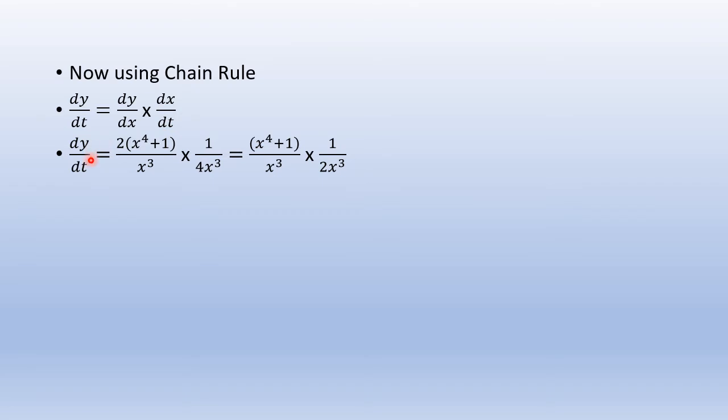And using the chain rule, dy by dt equals dy by dx into dx by dt, and the result is dy by dt is equal to, just put in the values of dy by dx and dx by dt. We get 2 into x to the power 4 plus 1 by x cubed into 1 by 4x cubed. 2 got cancelled with this 4, and I am left with x to the power 4 plus 1 by x cubed into 2x cubed, and the final answer is dy by dt equals x to the power 4 plus 1 divided by 2x to the power 6.